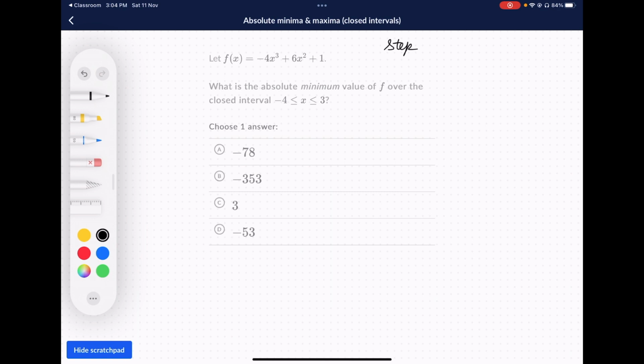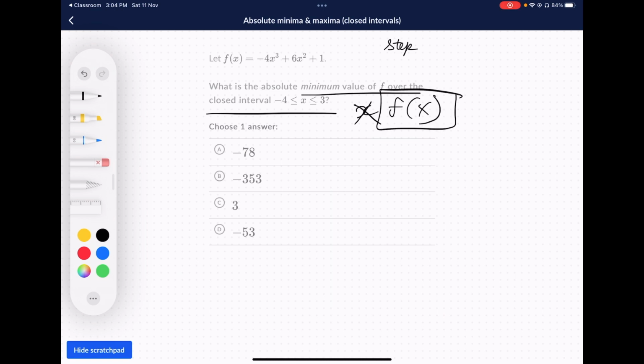Now let f of x equal negative 4x cubed plus 6x squared plus 1. What is the absolute minimum value of f over the closed interval negative 4 less than or equal to x less than or equal to 3? Notice here they're not asking you for the x value, and since they're not asking you for the x value, that automatically means they're asking you for the f of x value. So the f of x value of the minimum value itself.